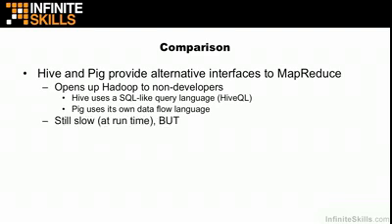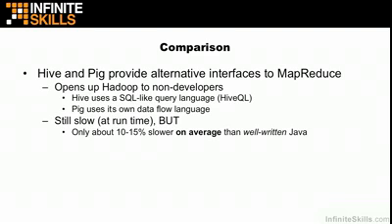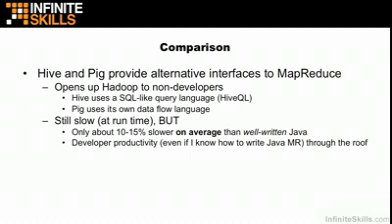They still are a wee bit slower than well-written Java, but they're only about 10 or 15% slower on average. Even if I'm a Java developer and I understand how to write MapReduce code and how to write Java, I probably still want to write my queries in Hive or Pig. By contrast, a job that would take about an hour to write Java code for could take simply 5 or 10 minutes to write the equivalent Pig or Hive for.